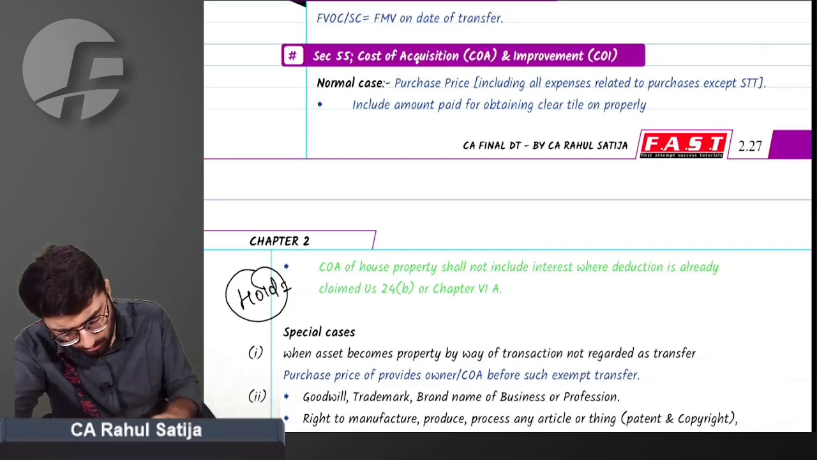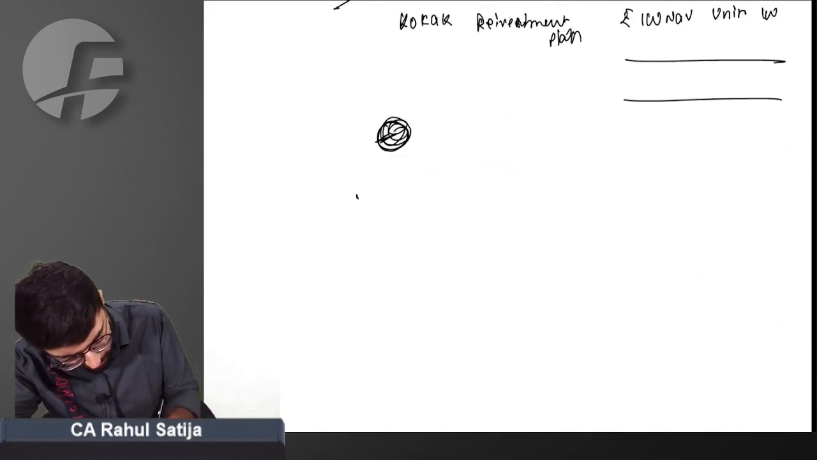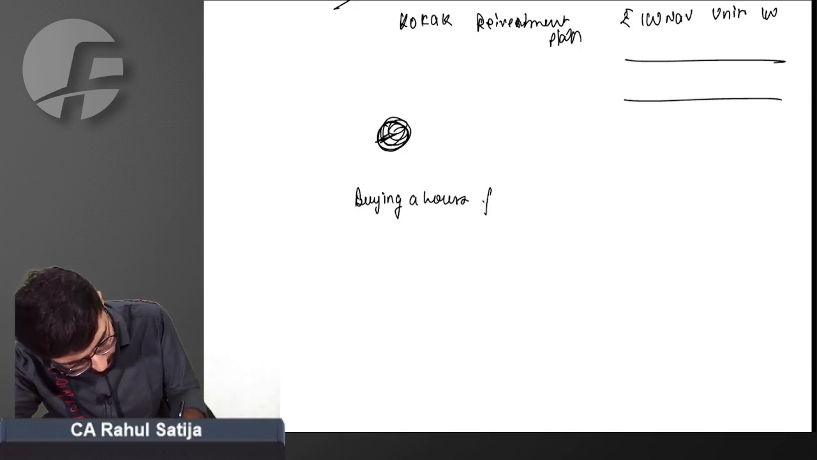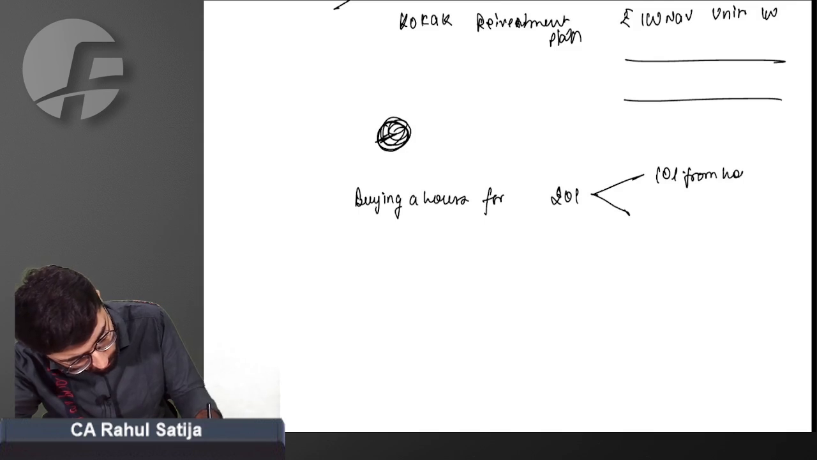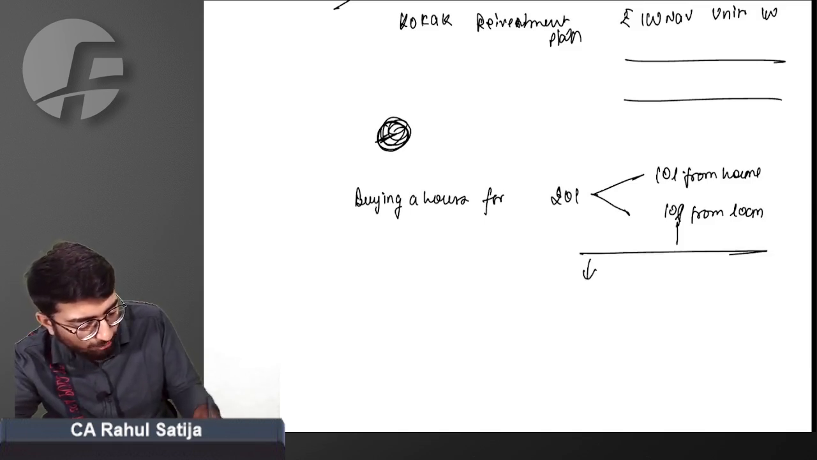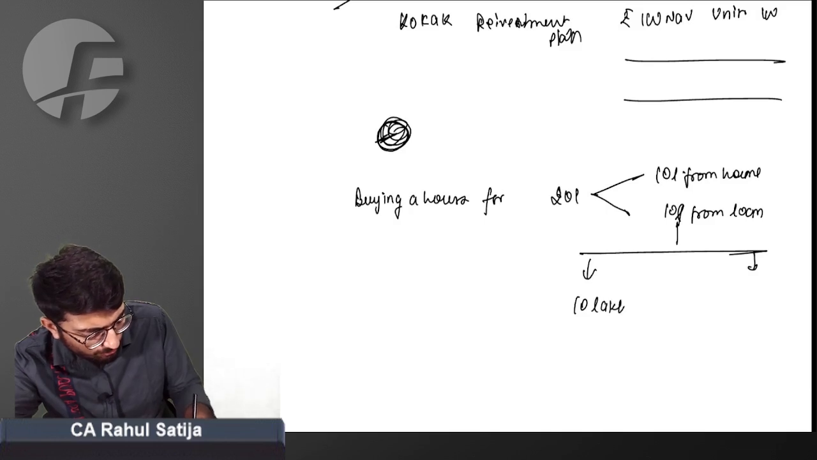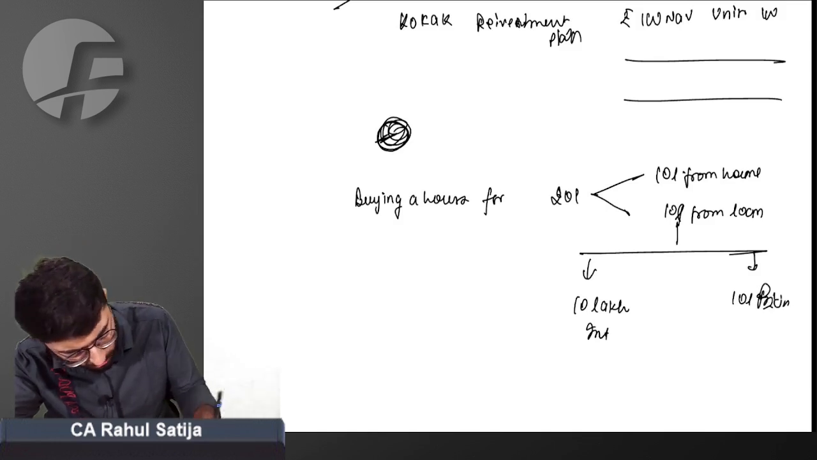See what happens is, if I am buying a house worth 20 lakh, out of the 20 lakh, 10 lakh I bring from home and 10 lakh from a loan. For paying this 10 lakh loan, I have to pay 10 lakh of interest and 10 lakh of principal. Is it correct?